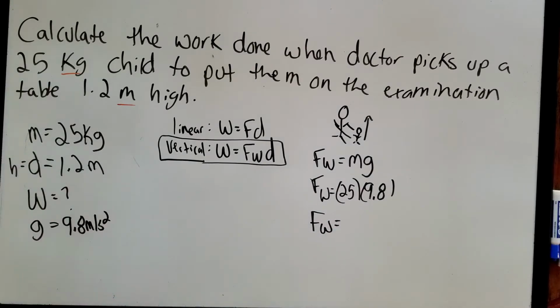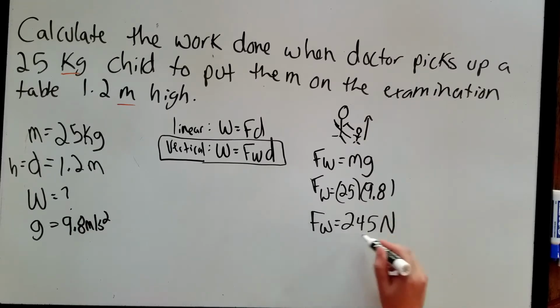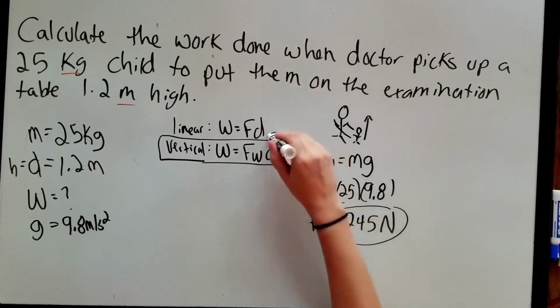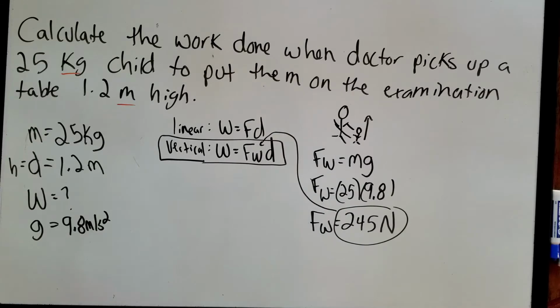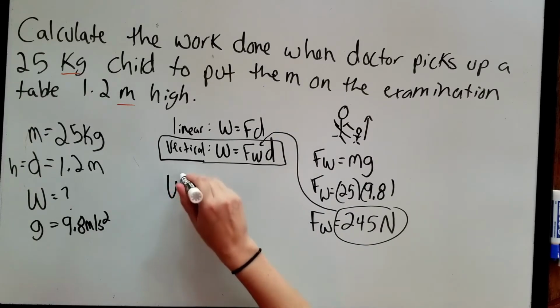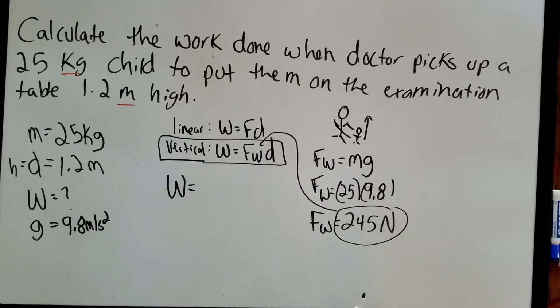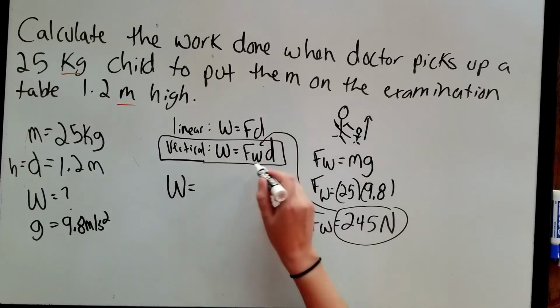So let's see the weight. How much does that child weigh on Earth? 245. I'm not worried about sig figs because this isn't a final answer, so I'm going to keep all the figures I can. So this is my F of W that I can plug in this equation here. So let's go back and use that equation now that we have our weight force and plug it in. So I have 245 for my F of W.